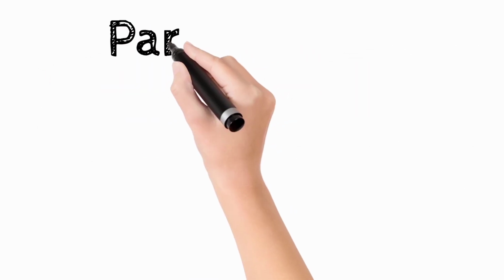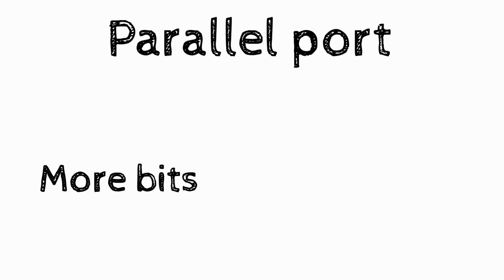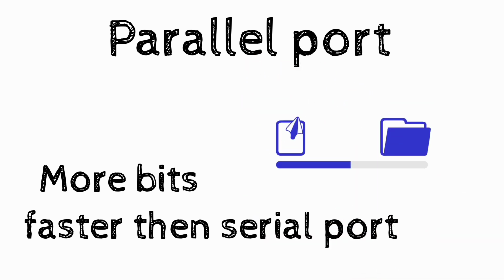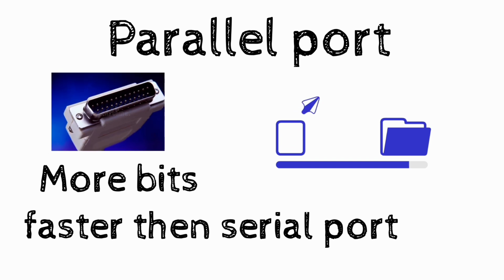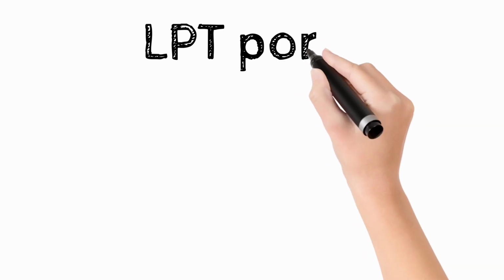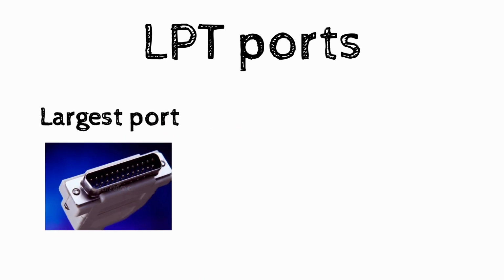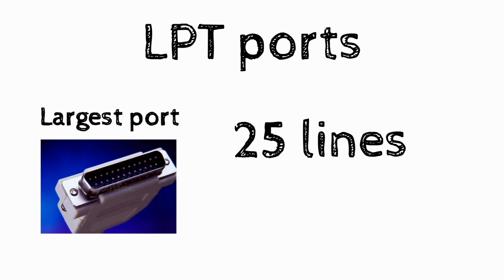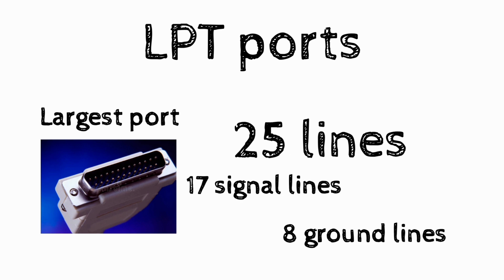A parallel port lets an external parallel device communicate with the computer by transmitting more bits, such as 8 or 25, of data at a time, and is therefore much faster than a serial port. Most devices that send or receive large amounts of data, such as printers and scanners, use parallel ports. Parallel ports are often referred to as line printer (LPT) ports. The parallel port is the largest port on the rear of your PC, comprising 25 lines that include 17 signal lines and 8 ground lines.